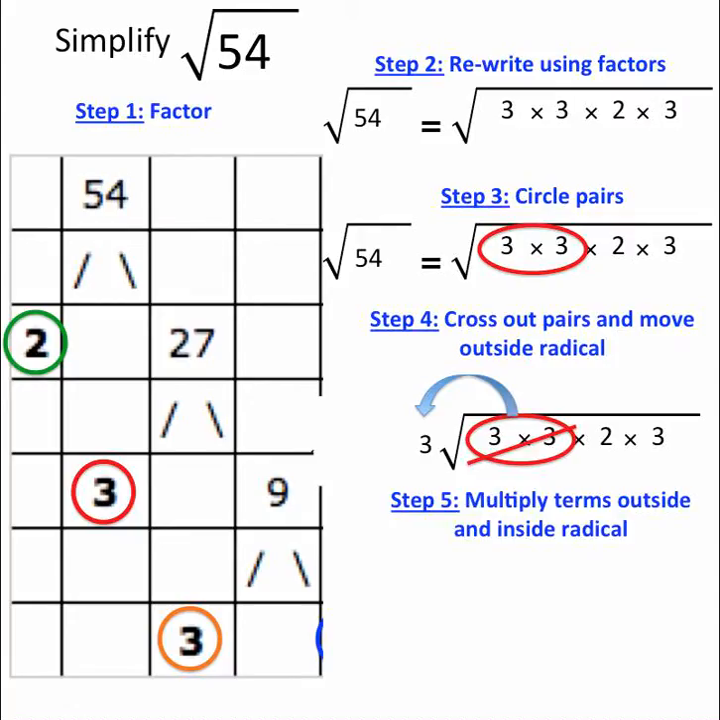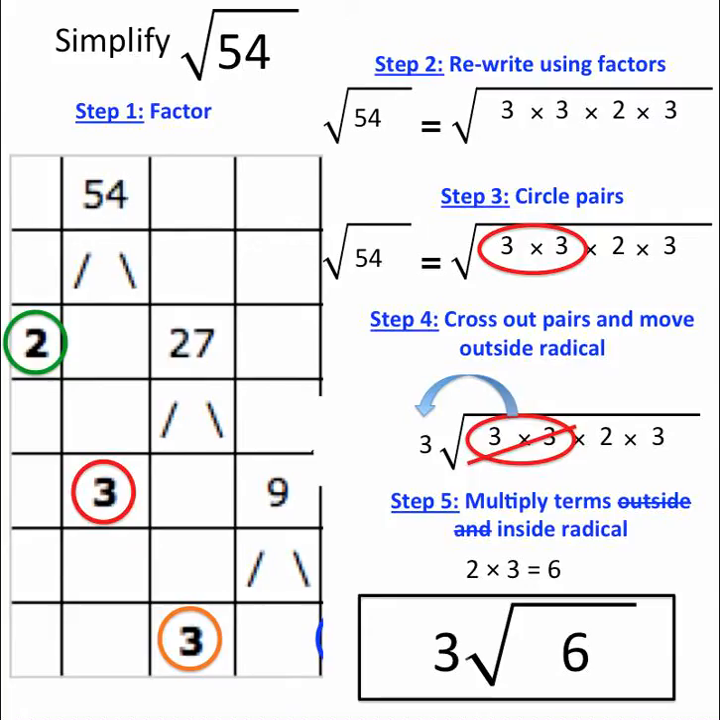My final step is to multiply any terms outside the radical as necessary and inside the radical as necessary. But when I look outside the radical, I see I have a single 3, so I don't need to do that. Inside the radical, however, I have a 2 times 3, and 2 times 3 is 6. So my final answer is going to be what's outside the radical, 3, times the square root of what's inside the radical, 6. So 3 radical 6 is my final answer, and I can't factor any more than that.